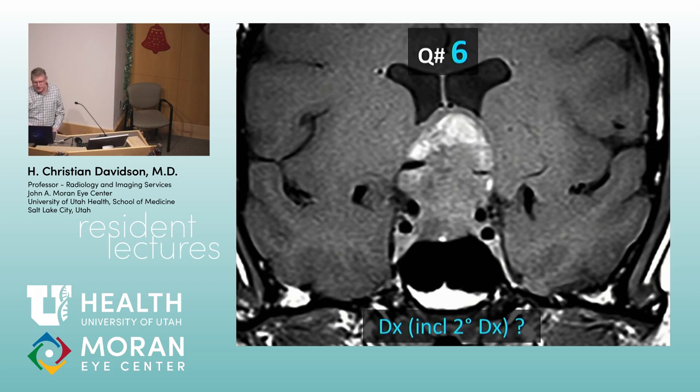Okay, this is a patient who has a history of medically treated hyperprolactinemia, but presented with sudden acute vision loss. So we want to know what the diagnosis is, including the secondary diagnosis with the sudden onset. This is a coronal, and importantly, it's a coronal T1 without contrast. It's important. No contrast here.